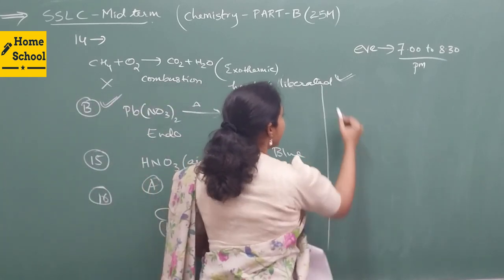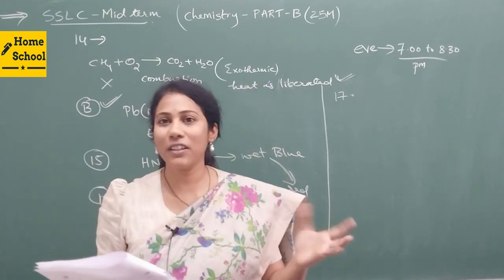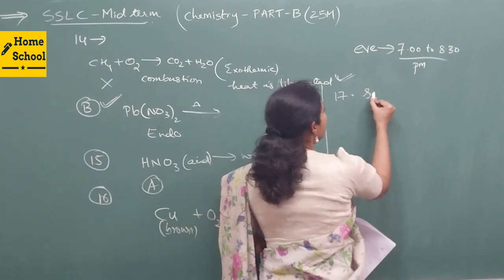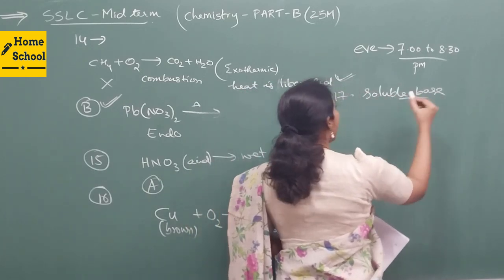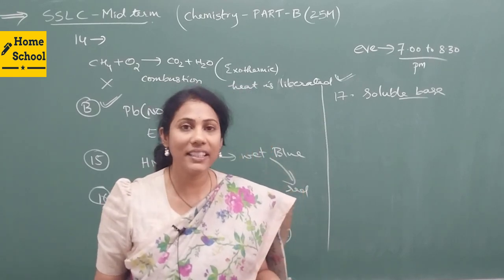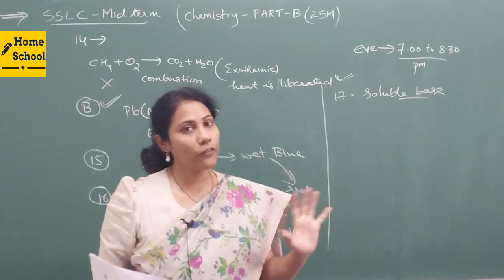And coming to the 17th question, 1 mark question, what are alkalis? It is a common question only. Alkali is nothing but a soluble base. A base which is nicely soluble in water is called an alkali. The best examples are KOH and NaOH.